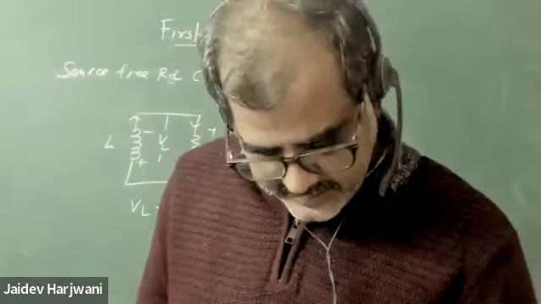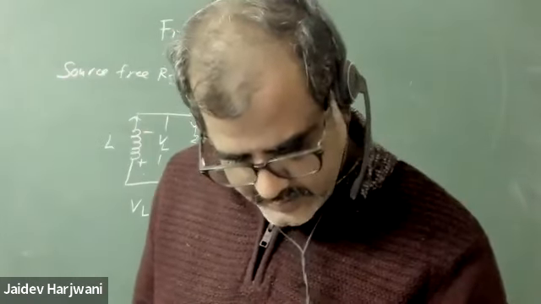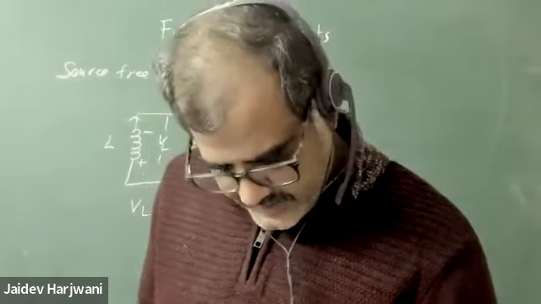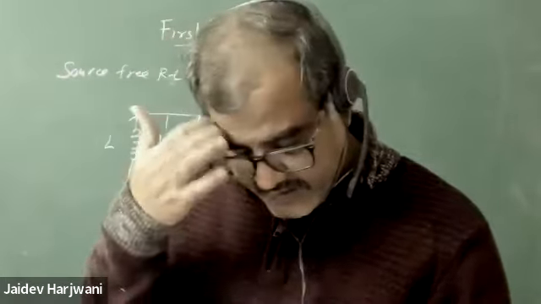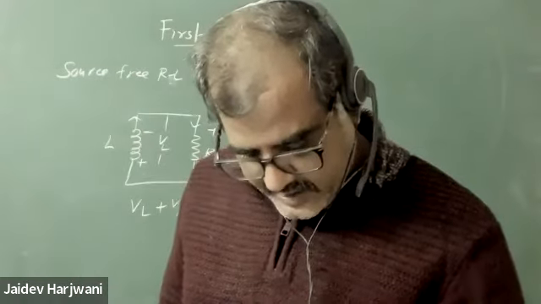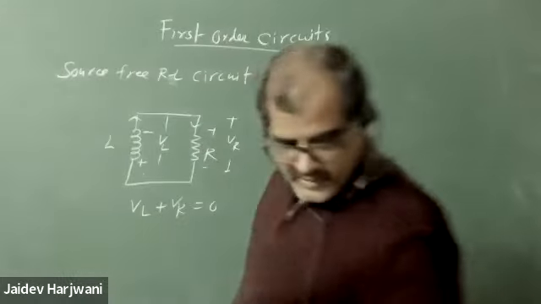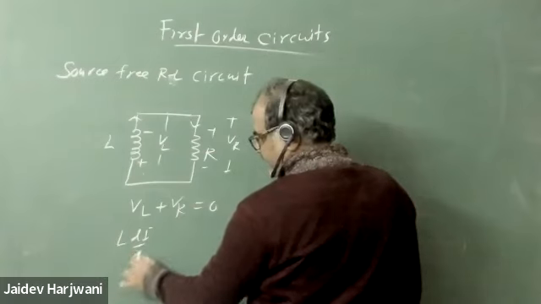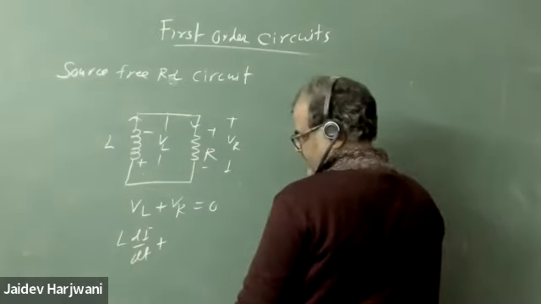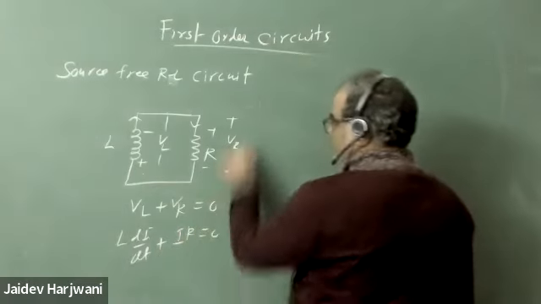So for the source free RL circuit, what is the voltage? L and R are parallel, so the voltage will be the same. But if I apply KVL, KVL should also give me the same value. So VL gives L di by dt, plus VR, that is IR, equals 0.